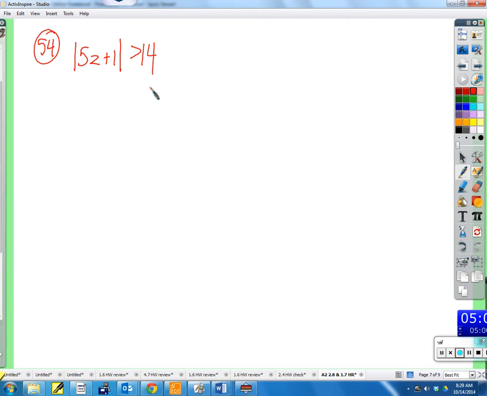The idea here is the same, it's just that we want that quantity to be bigger than 14. We don't want it to be equal to 14, we want it to be bigger than 14. So naturally, 5z plus 1 itself could be bigger than 14. It could be some number like 14.1, 14.5, 15, 16, 25, 300. If this expression comes out to be anything that's bigger than positive 14, then the absolute value will be bigger than 14, right?